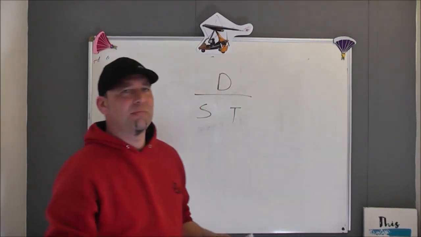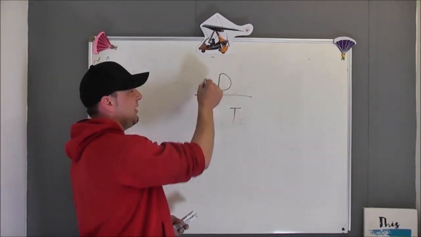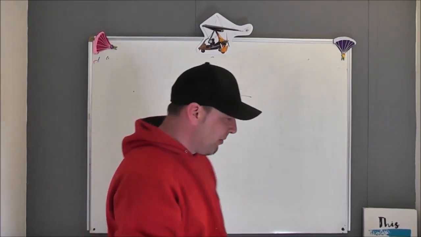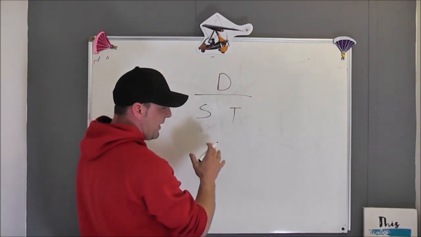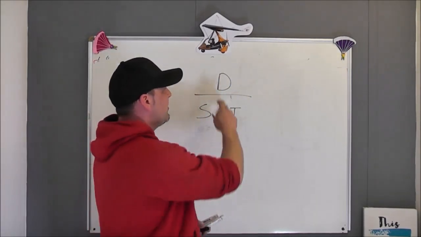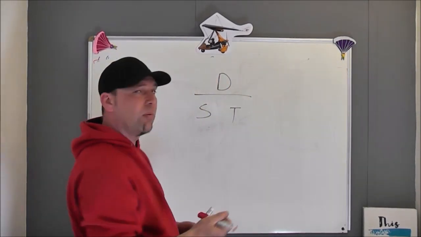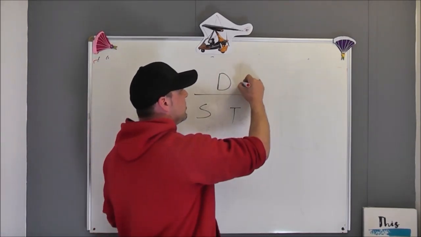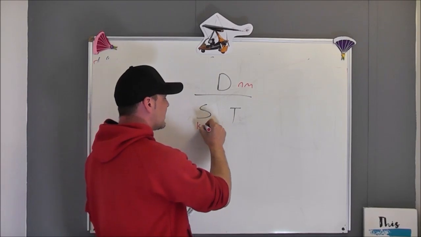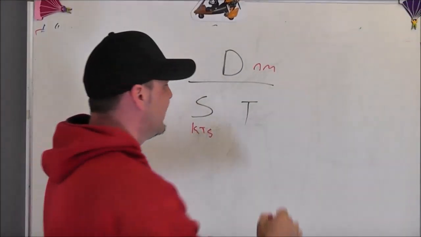Very, very simple, basic algebra. If it's above the line, you divide. If it's next to each other, you multiply. Now, the thing to remember is that we need to keep the units the same. So the distance, when it comes to aviation, is in nautical miles. The speed is in knots. And the time is in hours.